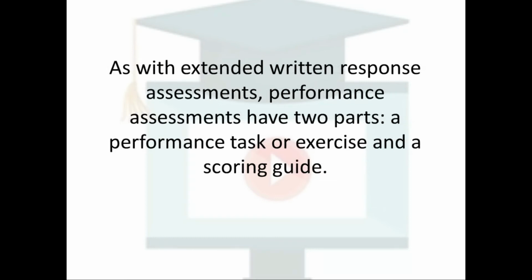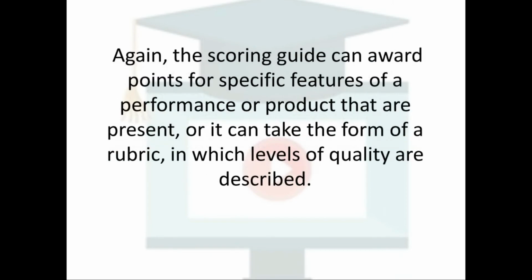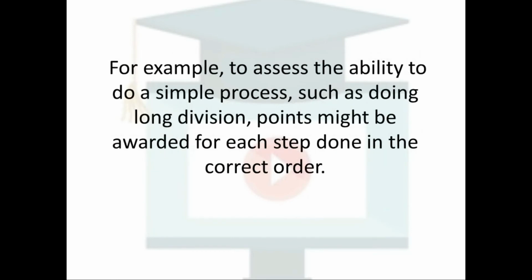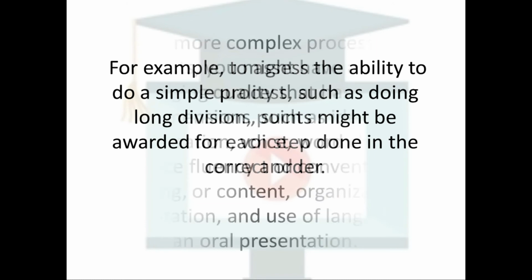As with extended written response assessments, performance assessments have 2 parts: a performance task or exercise and a scoring guide. Again, the scoring guide can award points for specific features of a performance or product that are present, or it can take the form of a rubric in which levels of quality are described. For example, to assess the ability to do a simple process, such as doing long division, points might be awarded for each step done in the correct order.